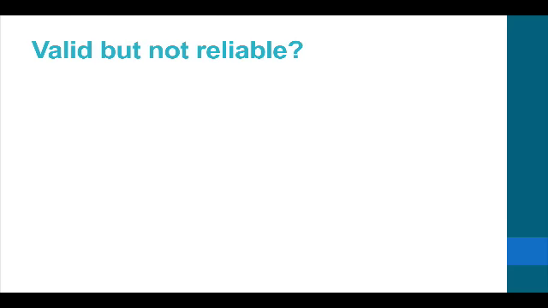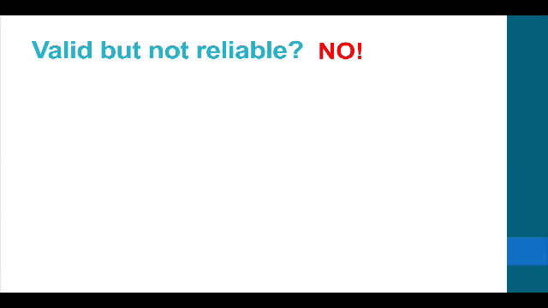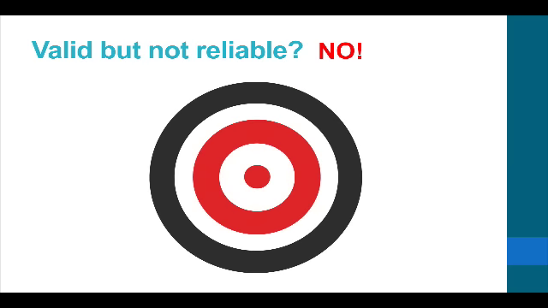You might wonder to yourself, though, is it possible to have a measure that's valid but not reliable? And the short answer to that is no. The reason for this is when you have a measure that is not reliable, what you're saying is that it's not hitting this bullseye in a consistent way. So it might be coming close, and sometimes it might come really close, but it's never actually doing it in a consistent way. So it can't possibly be a valid measure.